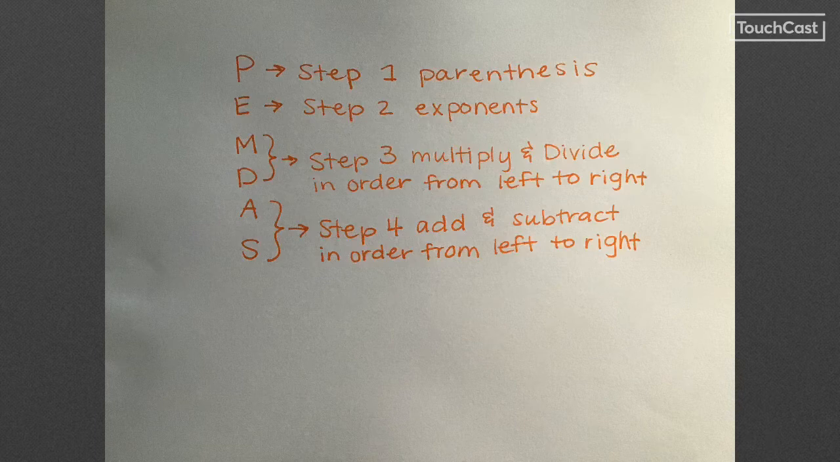Now, it's really important to remember that while we have 6 letters, this is technically only 4 steps. Step 1 is to solve everything inside the parentheses. Step 2 is to solve any exponents. Step 3 is to multiply and divide in order from left to right. So sometimes you'll do division first and sometimes you'll do multiplication first. Then step 4 is adding and subtracting in order from left to right.